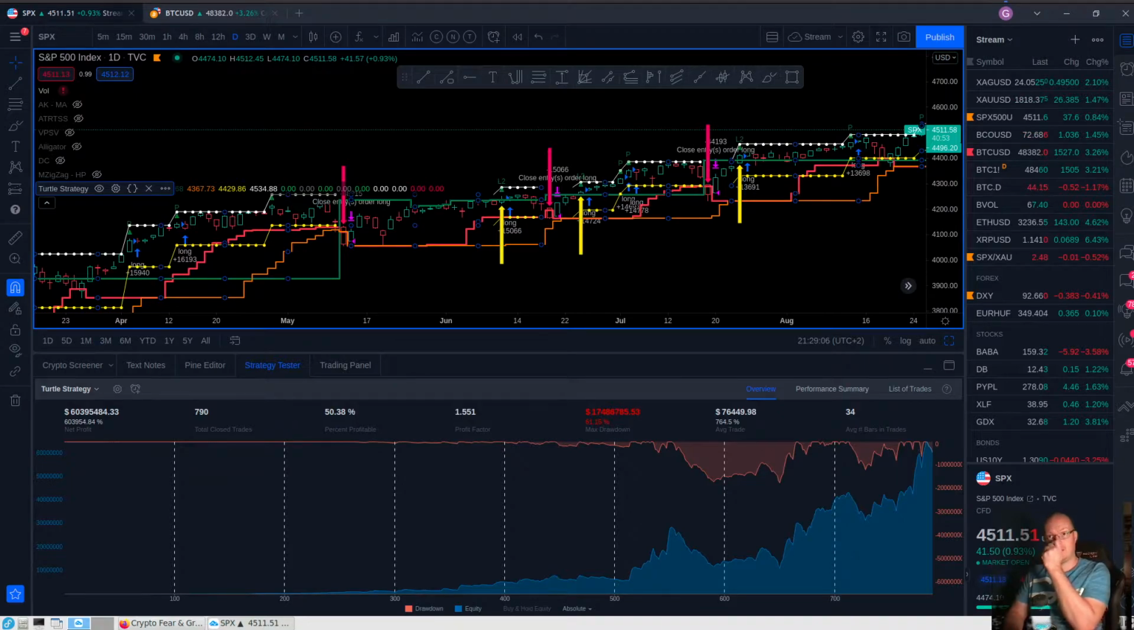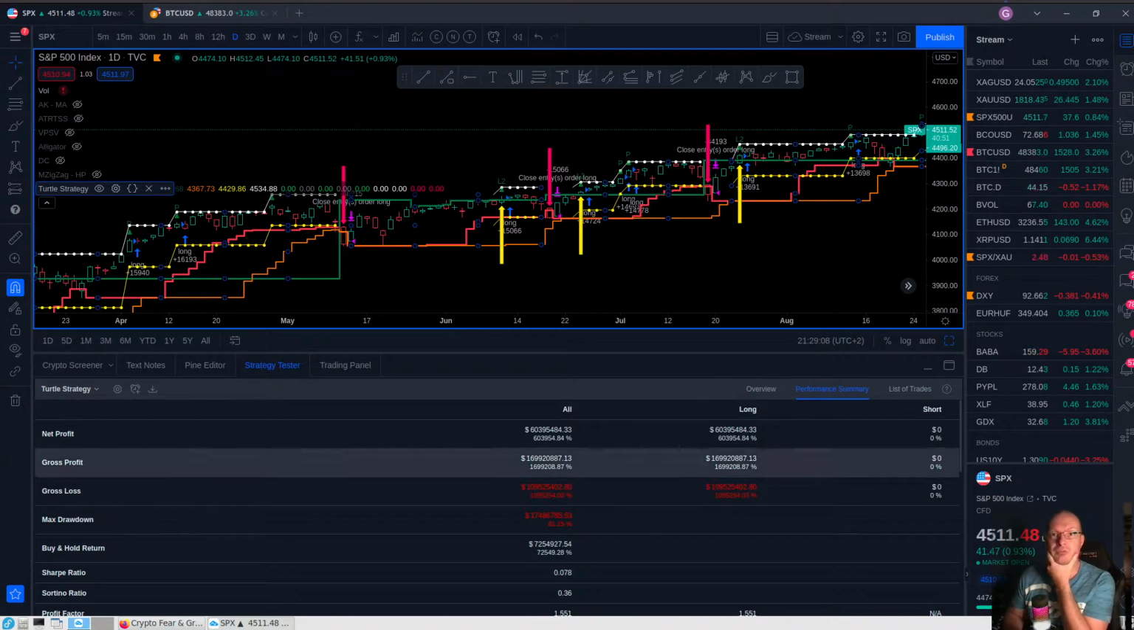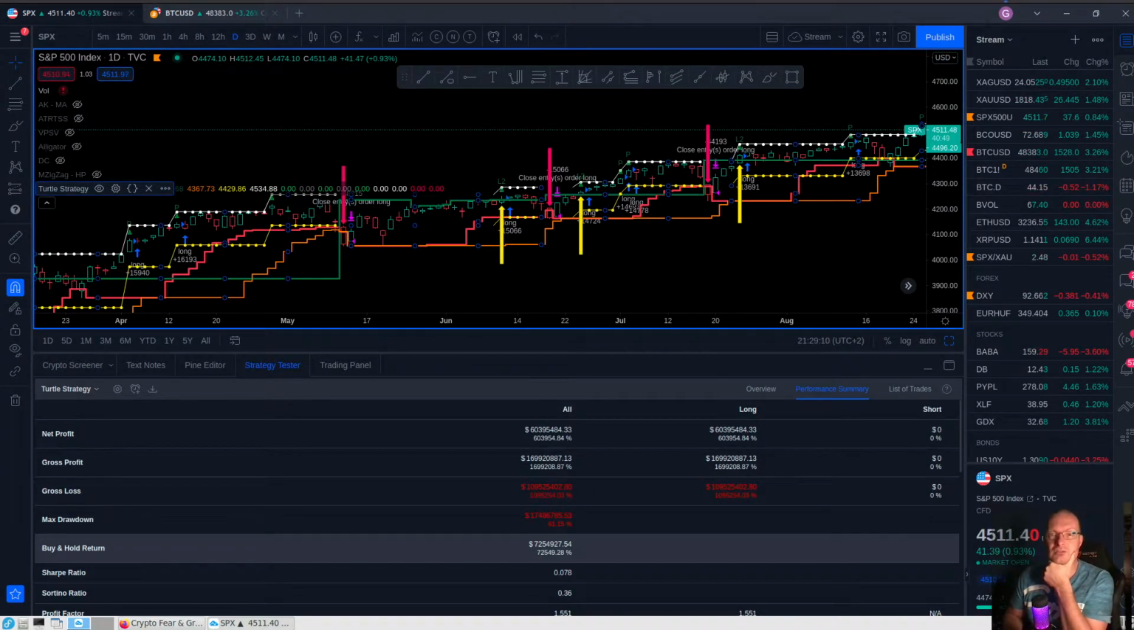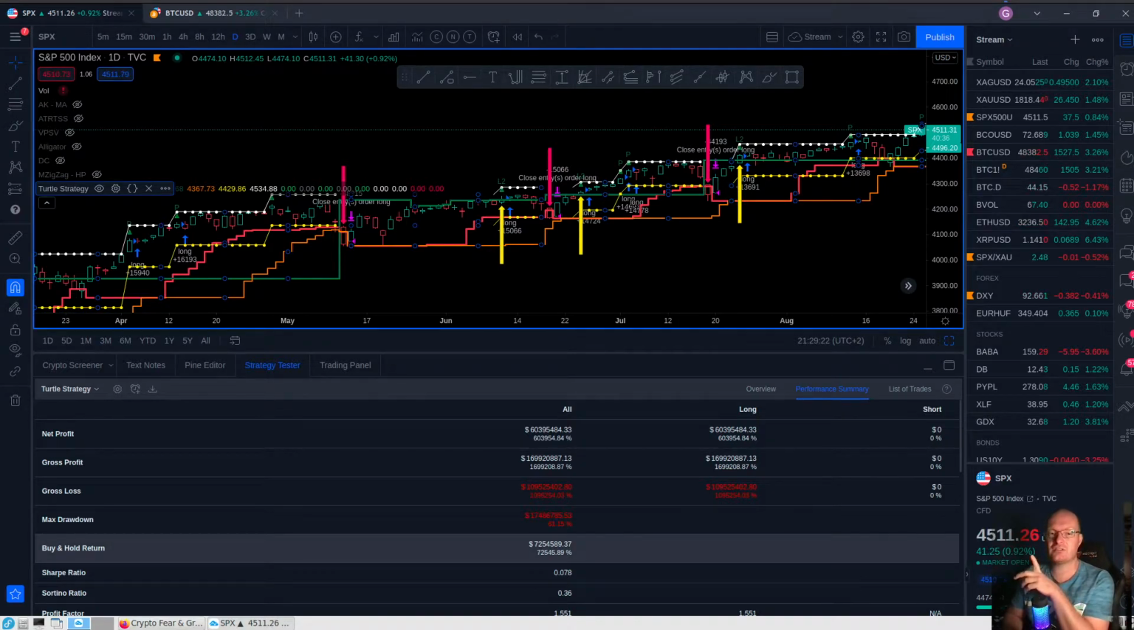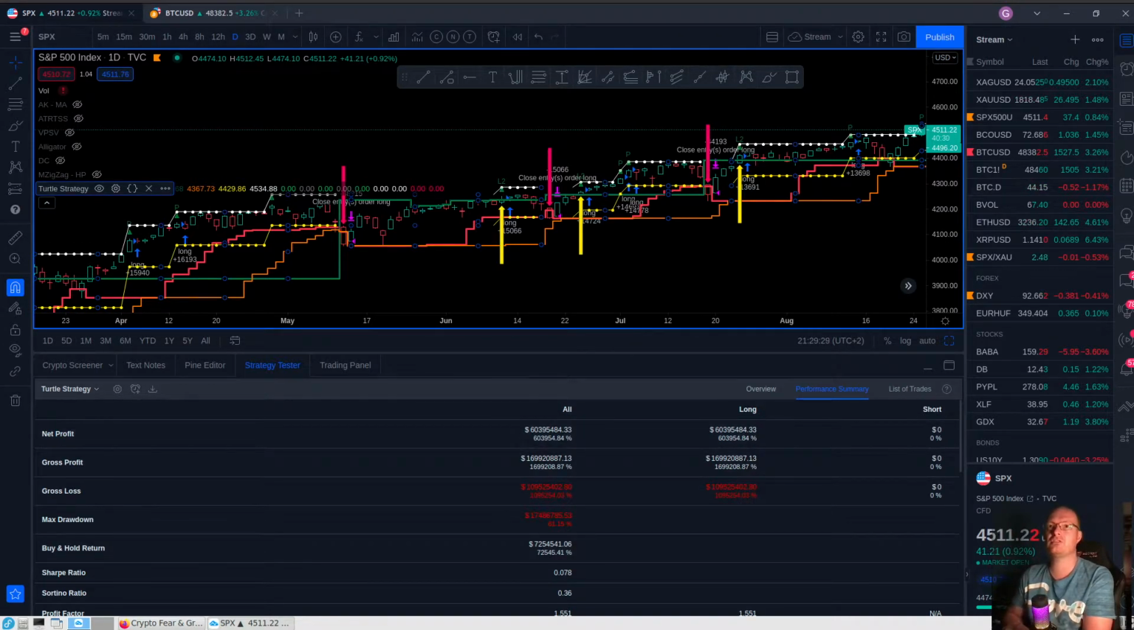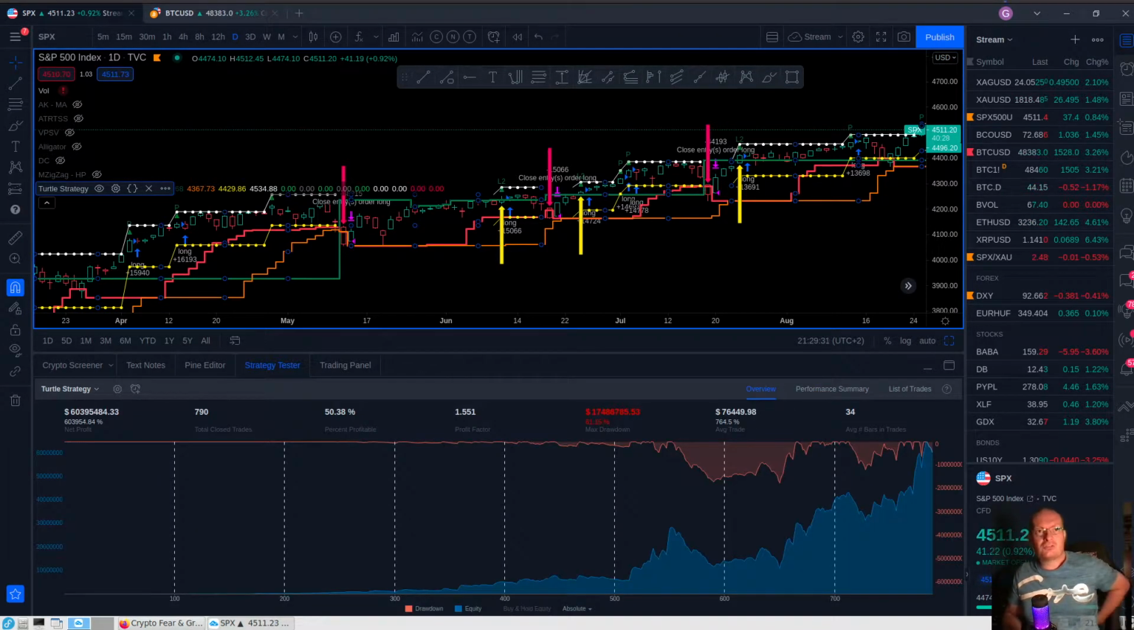And then if we have a look at the performance summary, then we can see that if you would have bought the SPX on the very first day that the indicator is also buying, then you would have a gain of 72,500. So it's performing almost 10 times better.